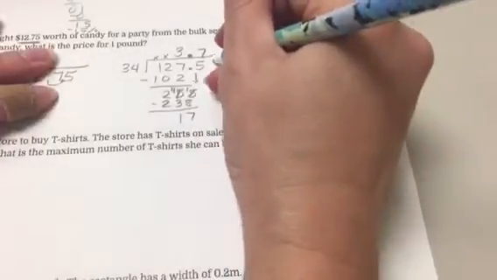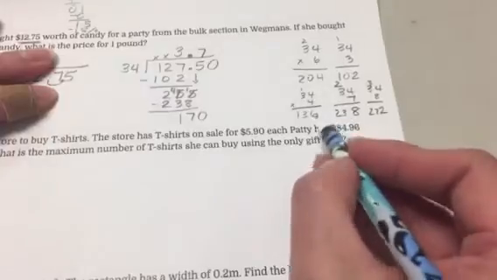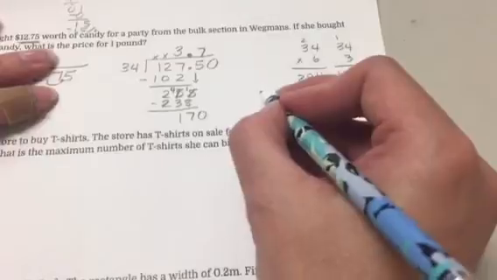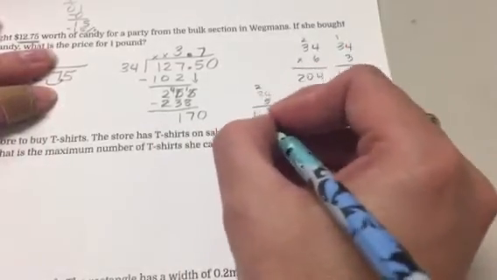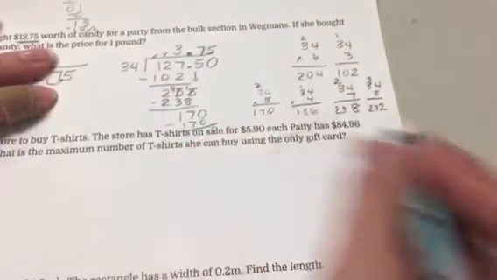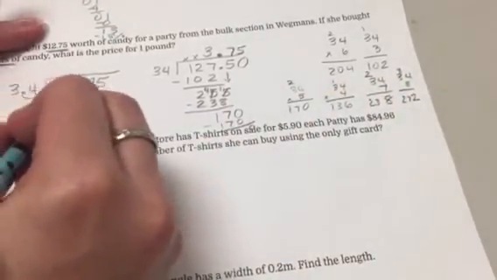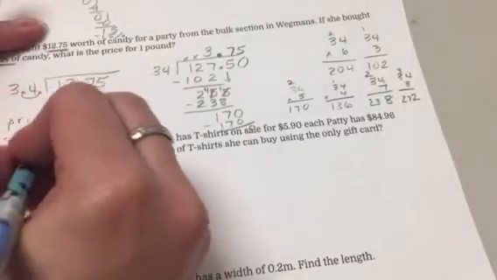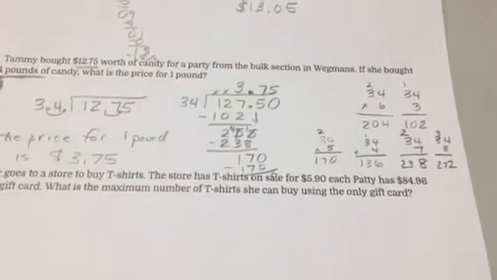So I still have a remainder, so I'm going to bring down another 0. Now, when I look, I have 34 times 4 is 136. I'm going to try times 5 to see if I can get 170. 15, and that does work. 34 times 5 is 170. So that means the price for 1 pound is $3.75. That's the work we're looking for on each of these problems.